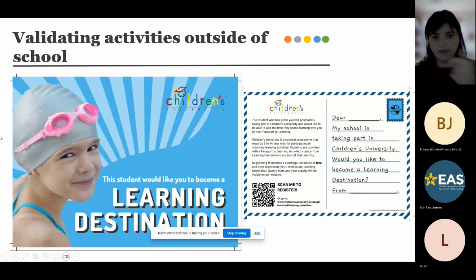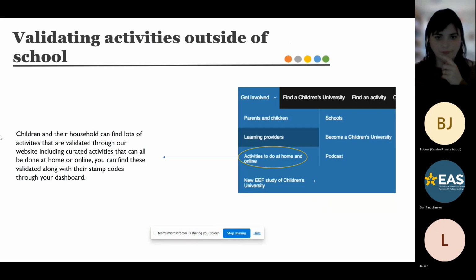And that's just another thing about the postcards. There's lots of different ones and they're all on the help page. And we've covered that. There's lots of activities they can be getting on with straight away under Get Involved, activities to do at home and online. And there's information on all of those activities as to how they claim their stamp codes.